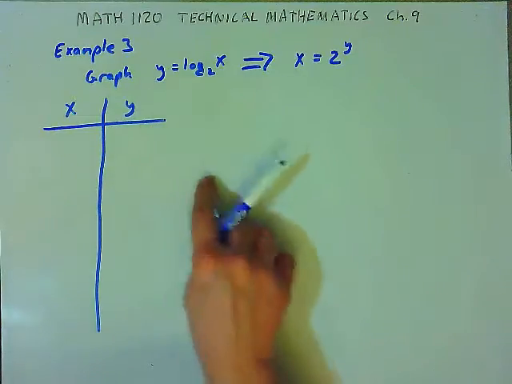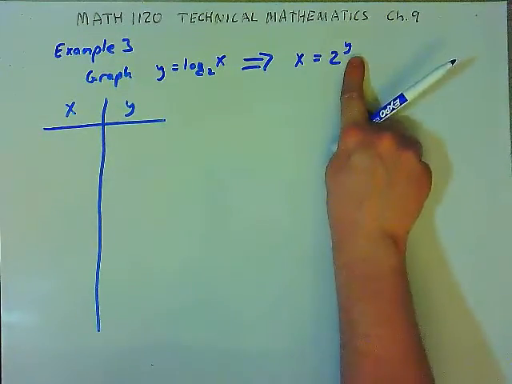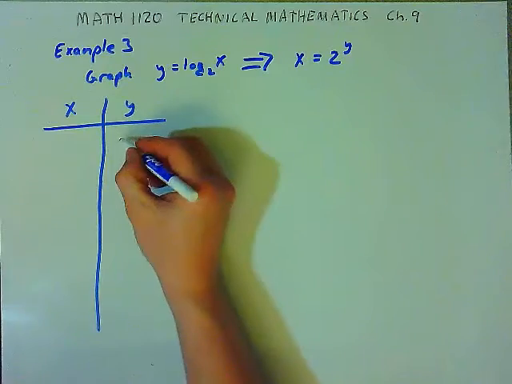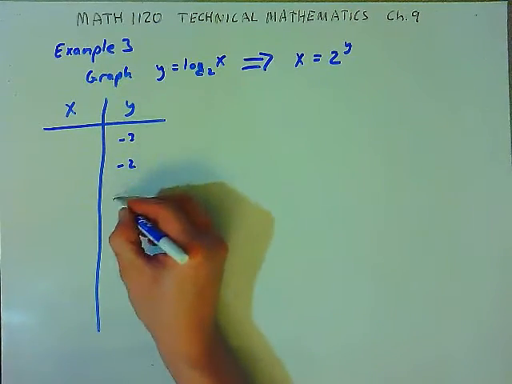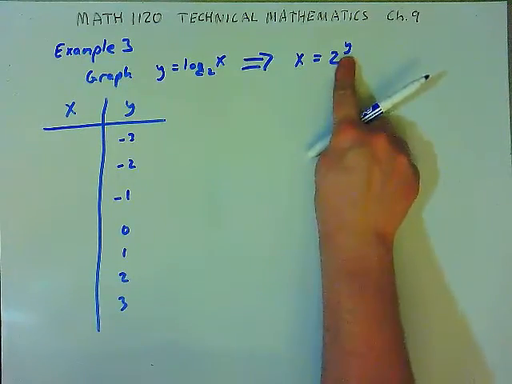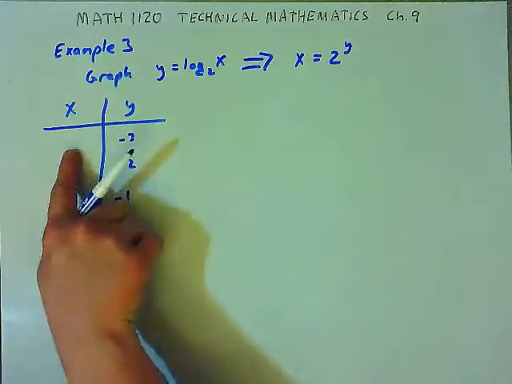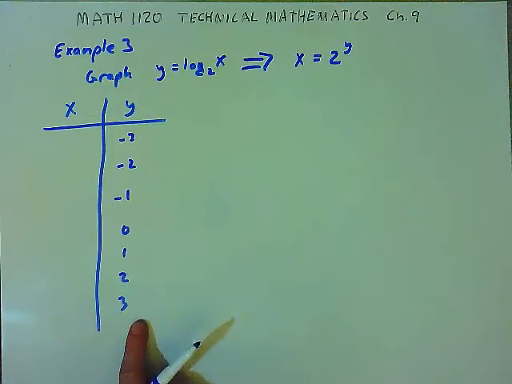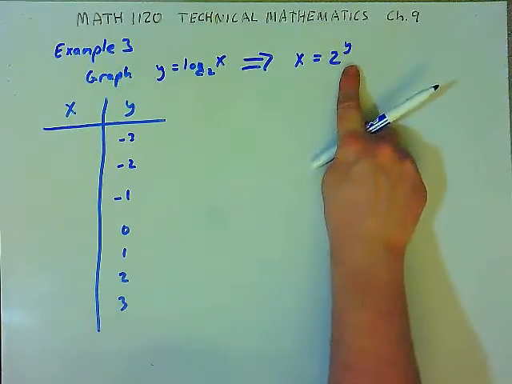Now, it's going to make more sense for me to plug in y values, like possibly negative 3, negative 2, negative 1, 0, 1, 2, and 3. Plug in these y values and then solve for x. It'd be a lot harder to plug in x values and then solve for y, right? It's going to be easy to plug in these values for y and solve for x.